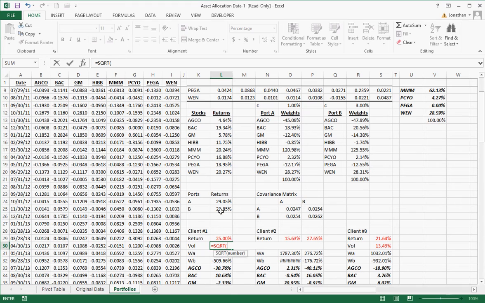And you do this big long number where we have the weight of Portfolio A squared times the variance of A. This is already squared, so you don't square it again, plus the weight of B squared times the variance of B plus 2 times the weight of A times the weight of B times the covariance of A and B, close parenthesis, and that's the volatility.